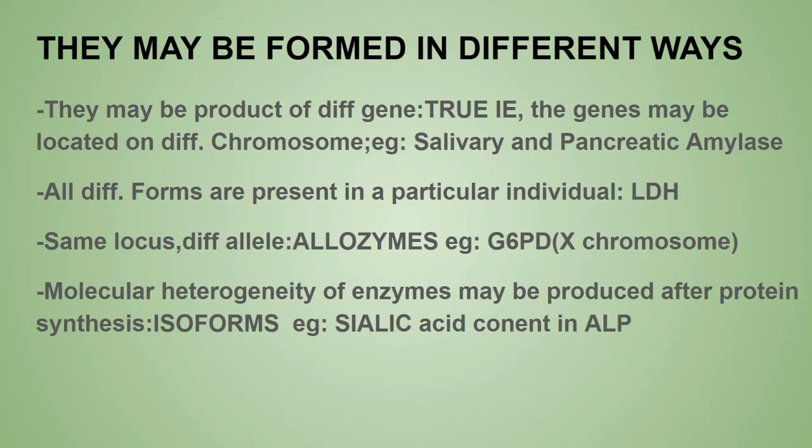Now they are basically H4, H3M1, H2M2, H1M3 and M4. These are the 5 isoenzymes of LDH. We will discuss the isoenzymes of LDH particularly in this video only, later.